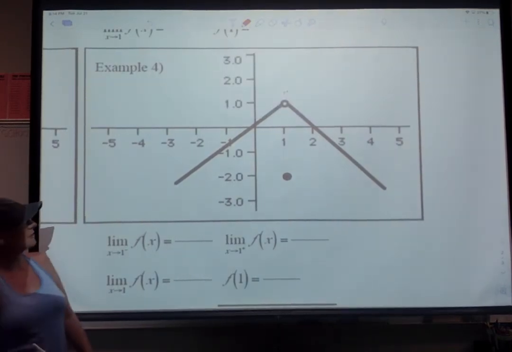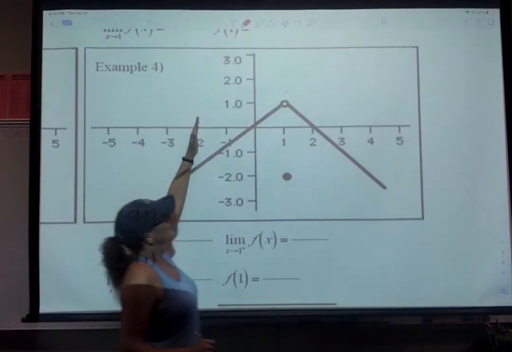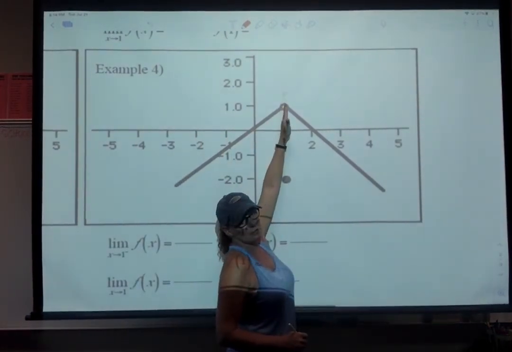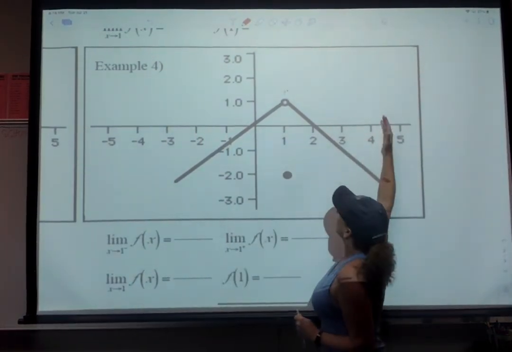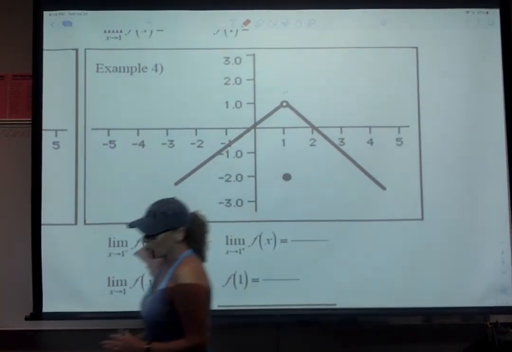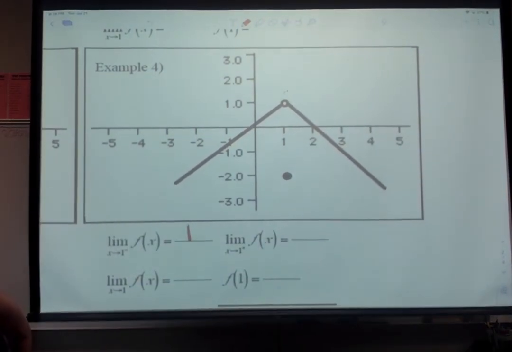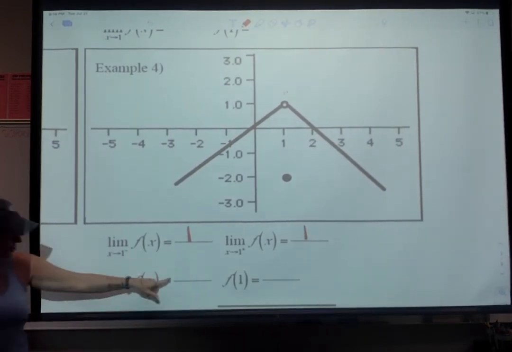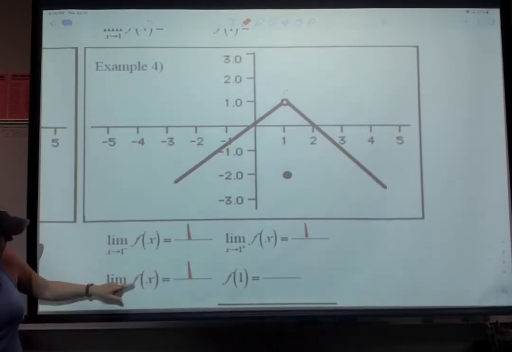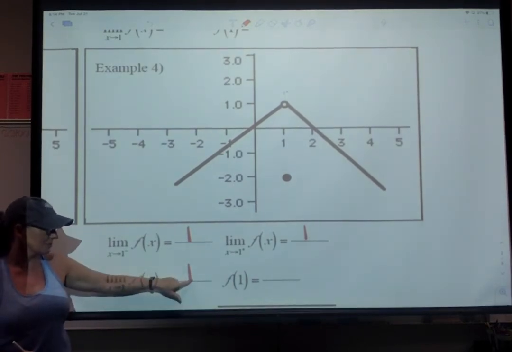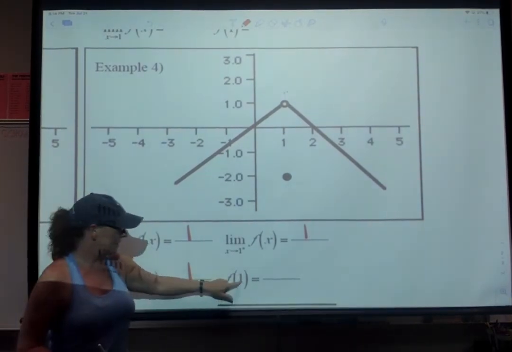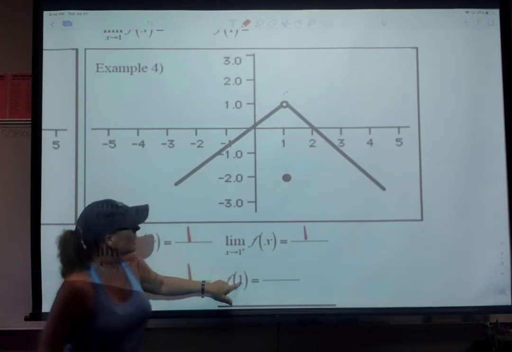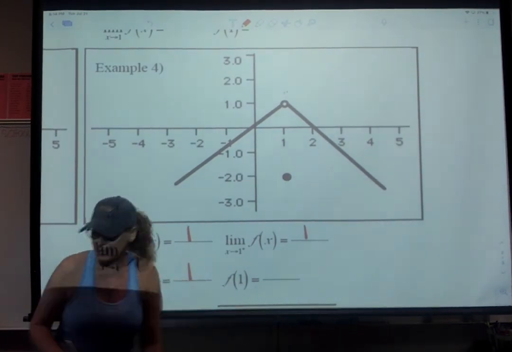Okay, this one's going to be very similar. Limit from the left, as x approaches 1, my y's are approaching 1. Limit from the right, as x approaches 1, my y's are approaching 1. They match. So this, the limit, has an answer. And just for fun, there's a point at 1 comma negative 2.